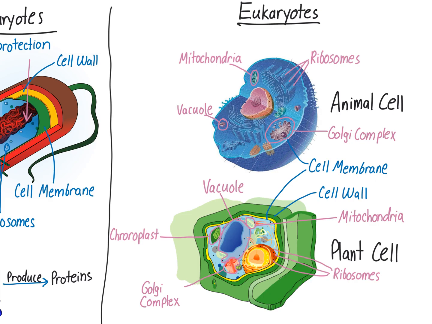Another important difference between eukaryotes and prokaryotes is size. Prokaryotic cells are typically many times smaller than eukaryotic cells. You could fit millions of bacteria into the space taken up by this tiny dot.